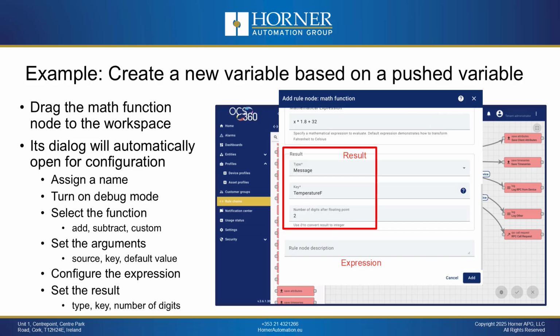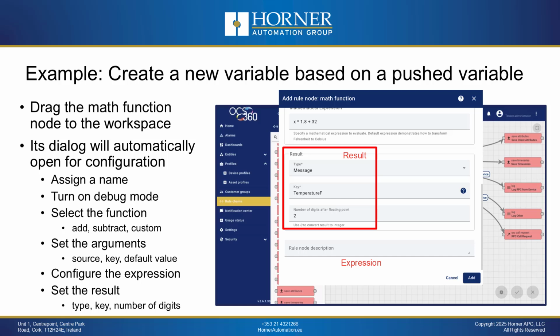Now we are almost done. The last couple of things we have to configure in the math function node is the result. Now the type is just a message, and the key is the name of the new variable that we are creating. The original variable that we use as our basis was called temperature. We have decided to name the resultant new variable temperature F, and then we need to specify how many digits after the floating point we want this value to be limited to. You can also fill in the description at the bottom if you would like.